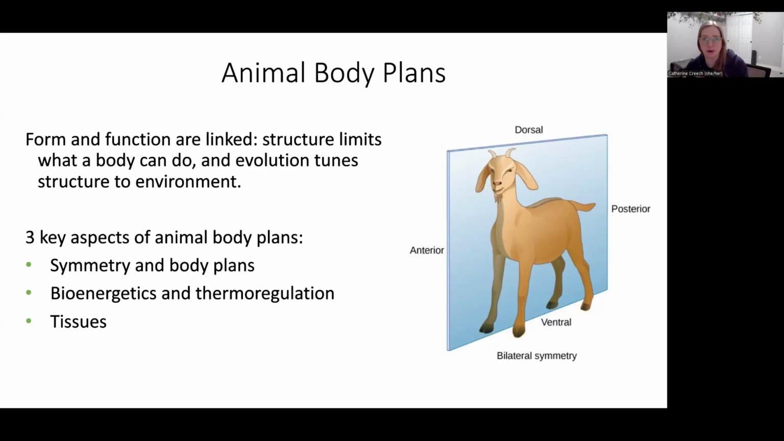As a theme throughout this, I want you to think about form and function being linked. So the structures you have, and I'm showing you my fingers because these are structures that I use every day, they determine what you can do. I can't walk on these, they're not feet, but I use them for manipulating things. That's why they look like this. And so those structures were determined by the environment that I evolved in as a species. So my structure determines what I can do with it, and my environment determined the structure that I have.